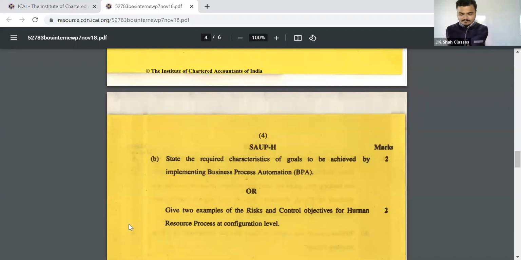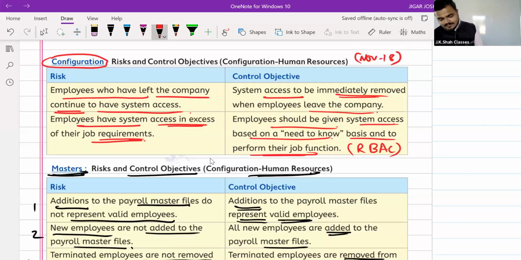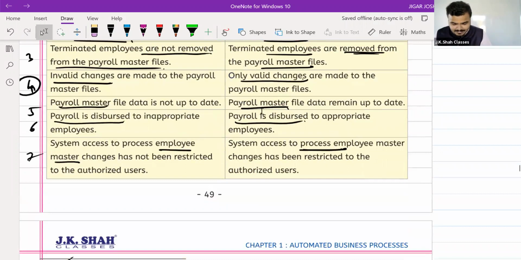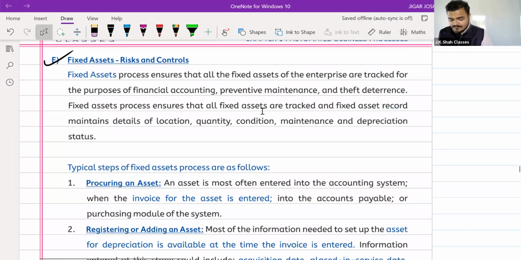And see the last question, which was no doubt asking for objectives only, but still give 2 examples of risk and control objectives for the human resource at configuration level. At configuration level, 2 risks are studied. Number 1, employees who have already left the company are still given system access. And second, employees are getting some access over and above their job profile. Yes or no? Are you clear till here, my dear charters? Agree? Yes.